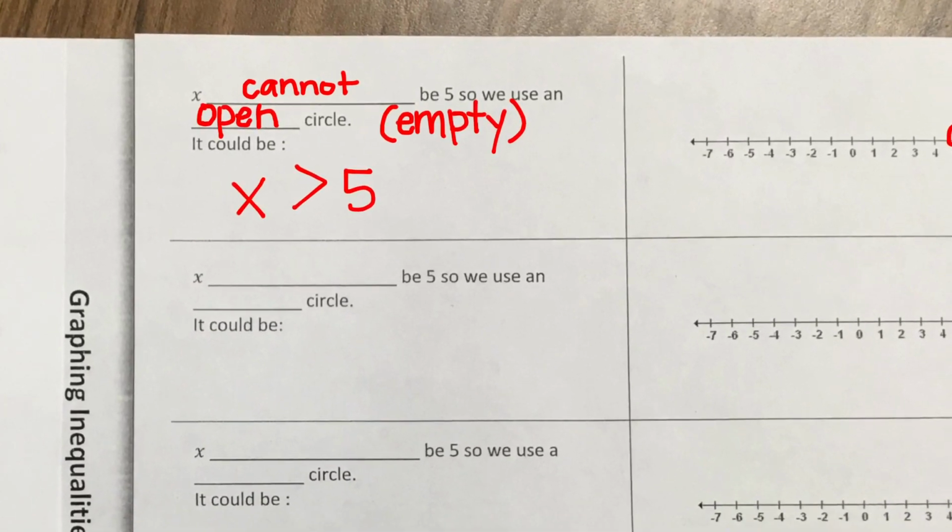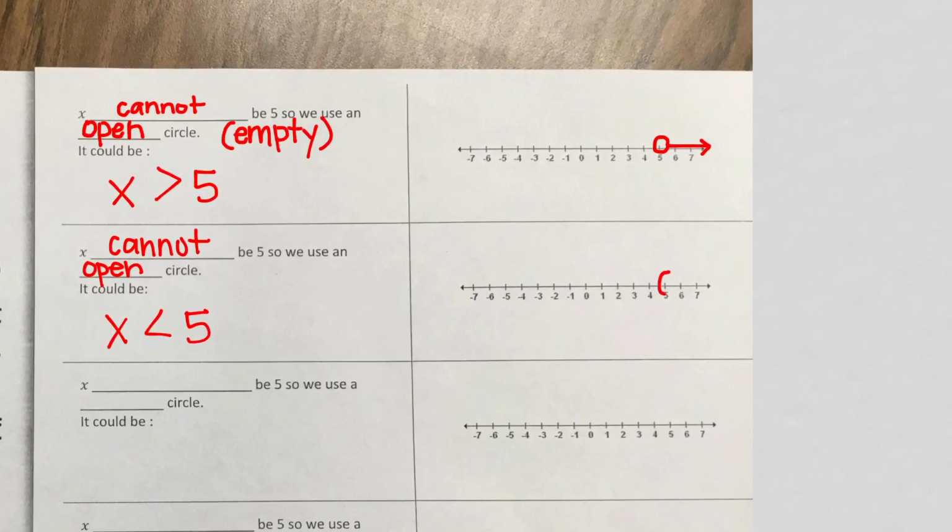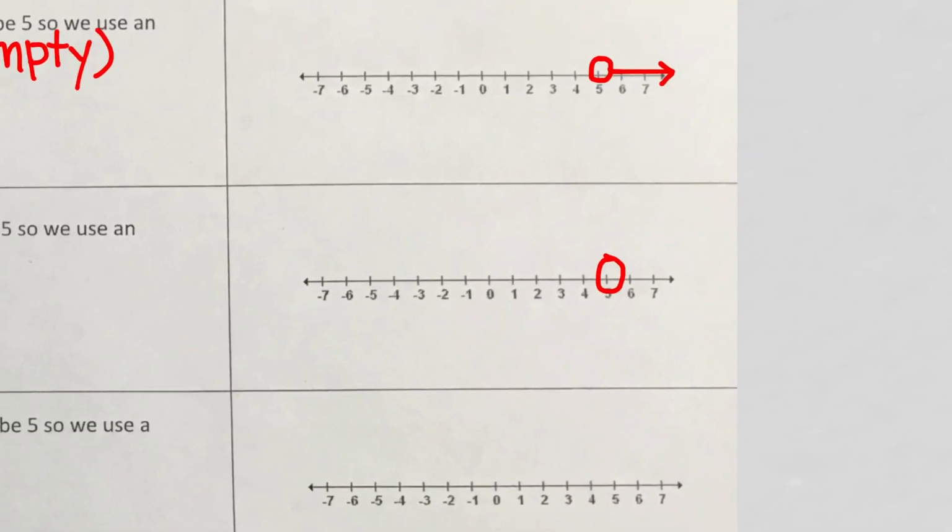Okay, what's the next one? X is less than 5. Okay, does it contain 5 if it's less than 5? No, it has to be less than 5. So it cannot be 5. So we also use an open circle. It doesn't include it. So then I'm going to again make an open circle on 5. But now it's less than 5. So which way is my arrow going? To the left. Okay, that's how I would graph that.